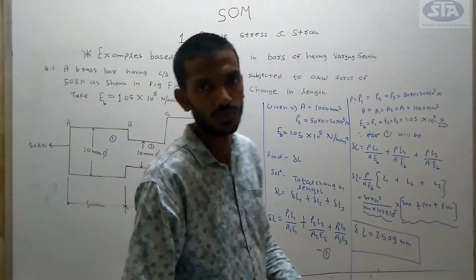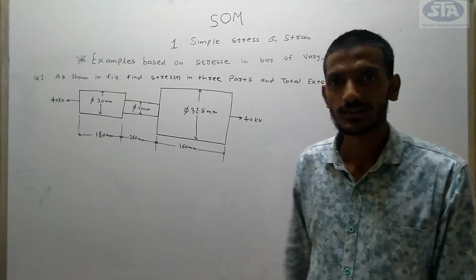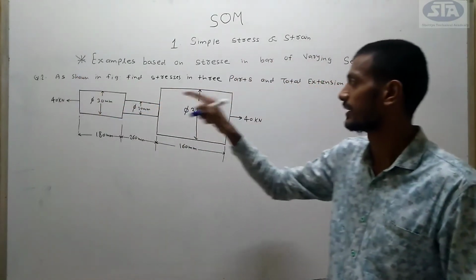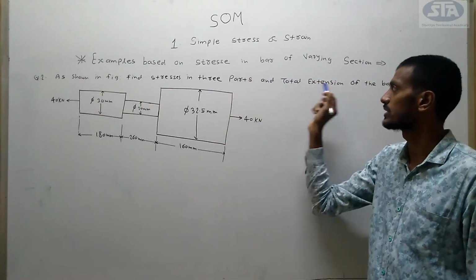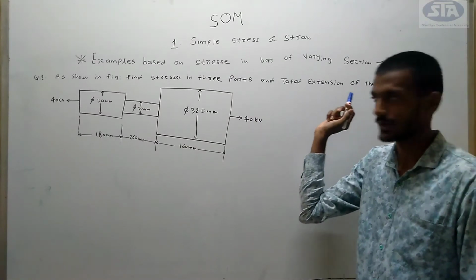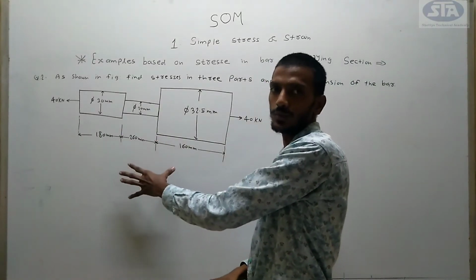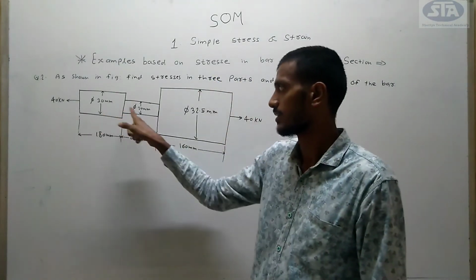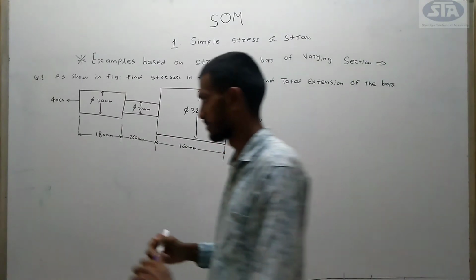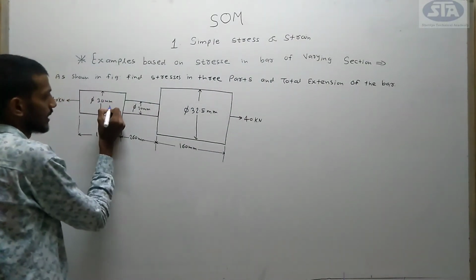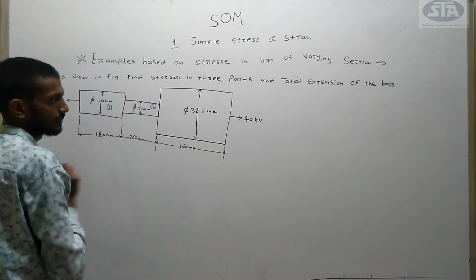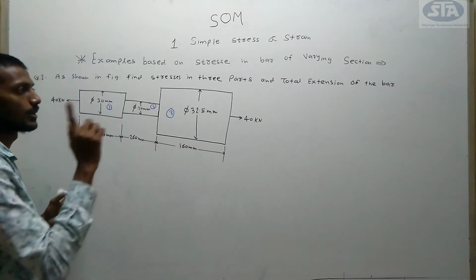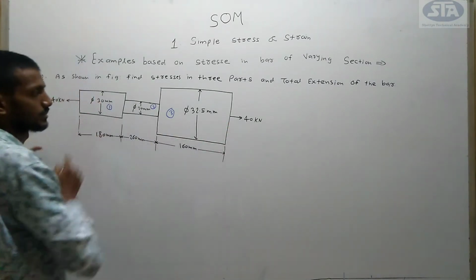Hello students, now question number 2, which is given as shown in the figure. Find the stresses in the 3 parts and the total extension of the bar. You have the figure directly given. Now we have to find the stresses in the 3 parts, that is sigma 1, sigma 2 and sigma 3. There are 3 different parts: the first part is 30 mm diameter, the second part is 20 mm diameter, and the third part is 32.5 mm diameter. A common 40 kilonewton force is applied on each section.